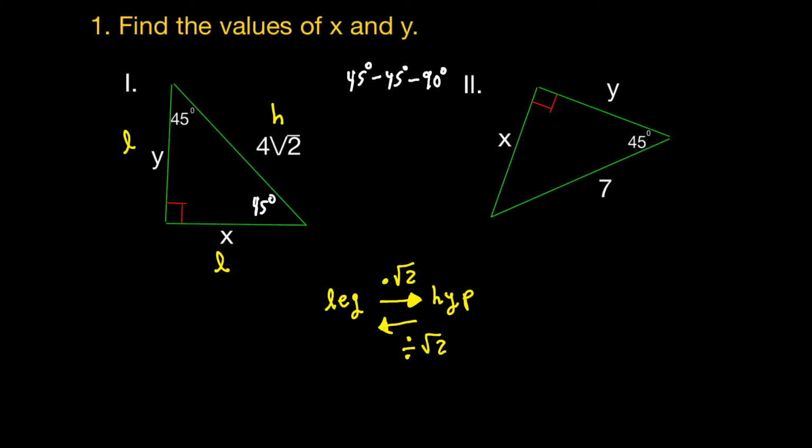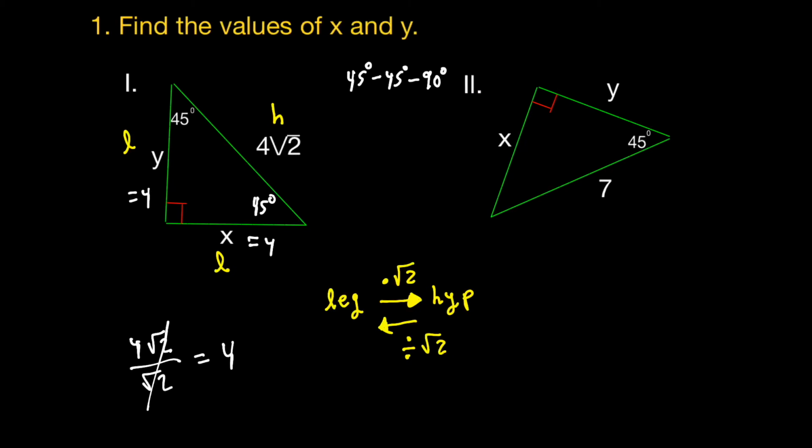For this example, we have the hypotenuse. So to get x and to get y, all we need to do is just divide it by the square root of 2. So here, we get 4 square root of 2 divided by the square root of 2. Here, the square root of 2 is going to cancel out with the square root of 2, so we get 4. Meaning that x is going to equal 4. And y is also going to equal 4.